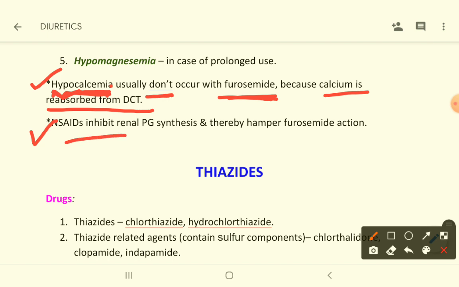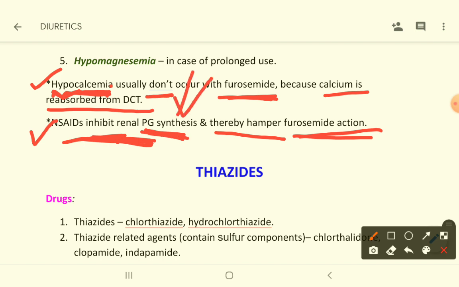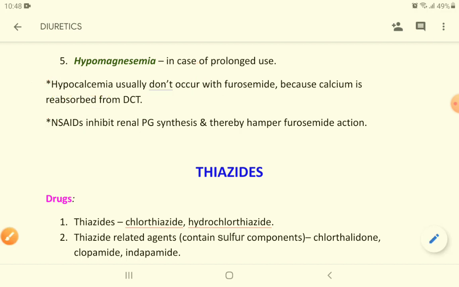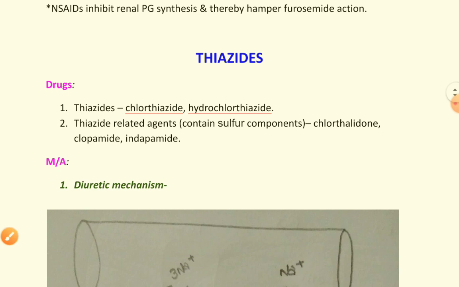And NSAIDs, they inhibit renal prostaglandin synthesis and thereby hamper the furosemide action. Okay, so as we have seen, furosemide acts by renal prostaglandin, that can cause renal vasodilation. So if you use NSAIDs simultaneously, the NSAIDs will inhibit the renal prostaglandin synthesis, and thereby that will disturb the furosemide function.